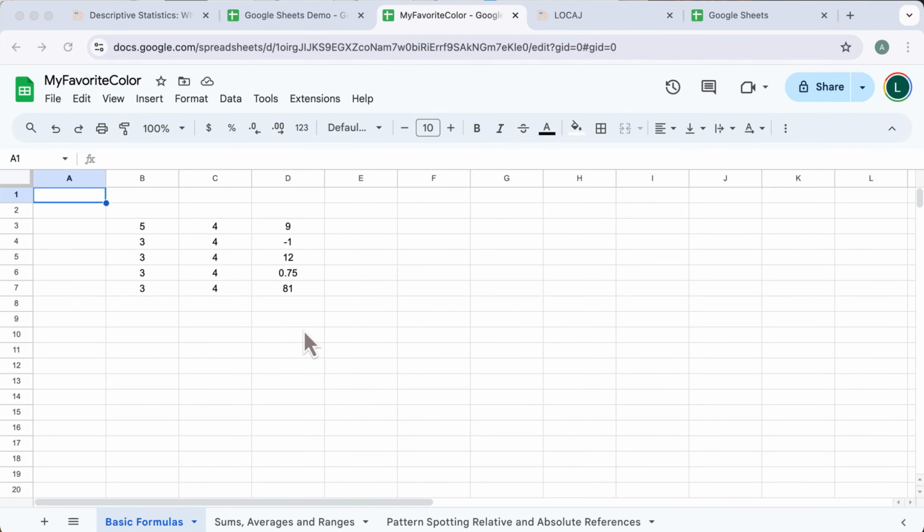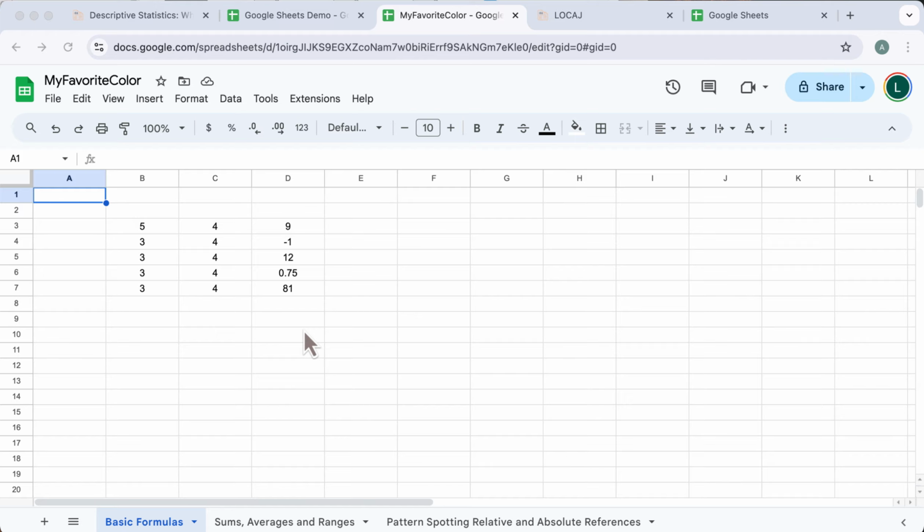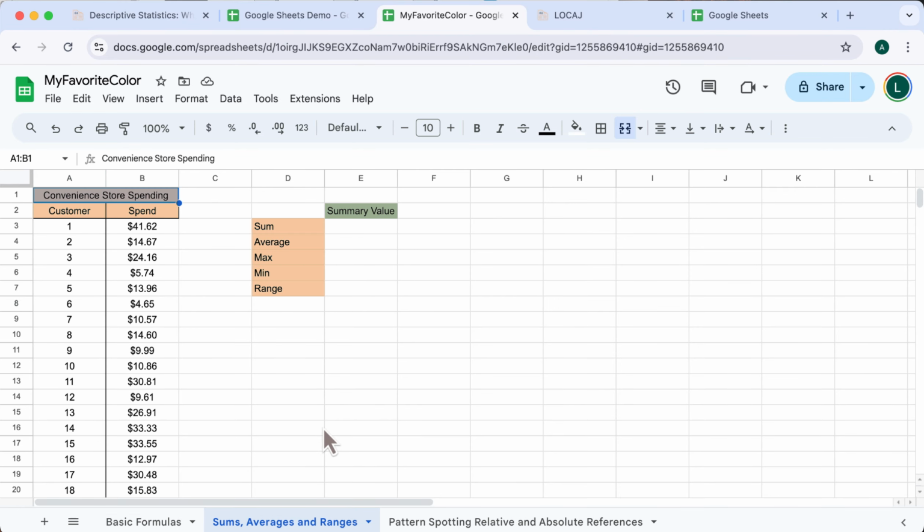A lot of times when you're working with data, you want some nice summary measures. By the way, if you're working with the entire population, these are parameters. If you are working with a sample, then these are statistics. So summary parameters or summary statistics just help you understand what's going on with your data as a whole. Of course, this is only good with numeric data.